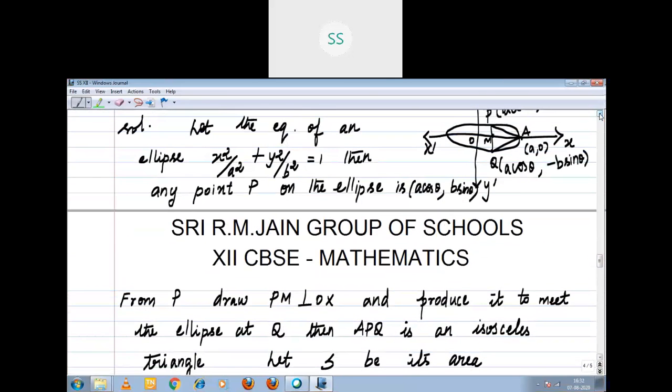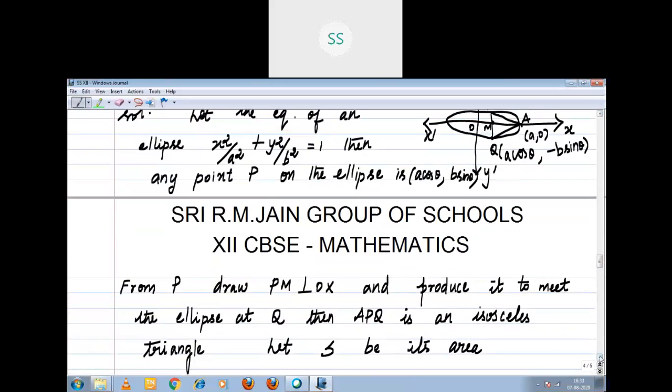See here, OA is given by a. We need AM, so OA minus OM. OM is nothing but a cos theta, the point being (a cos theta, 0). So OA minus OM is a minus a cos theta. That is how we write the result. You understood, children?